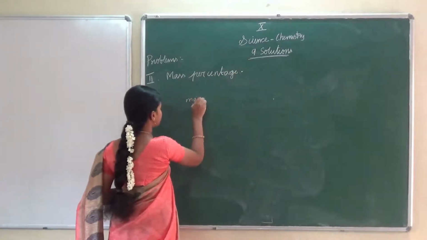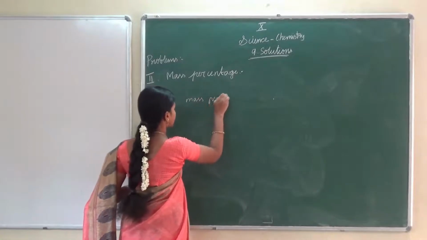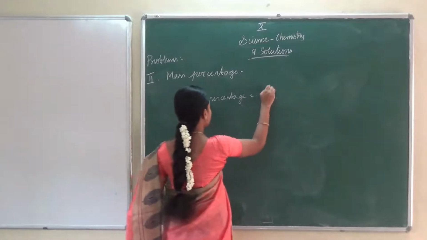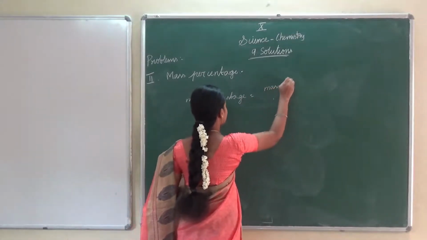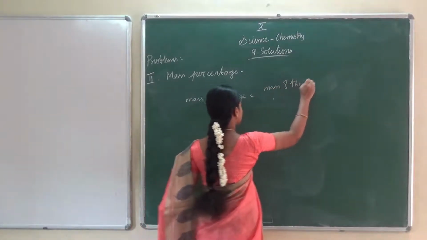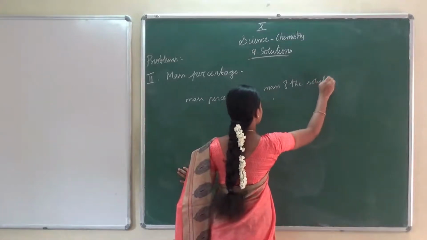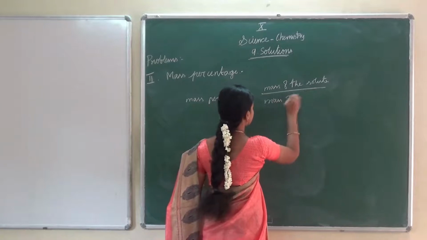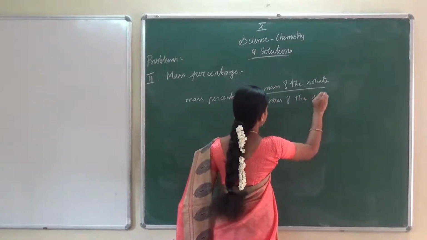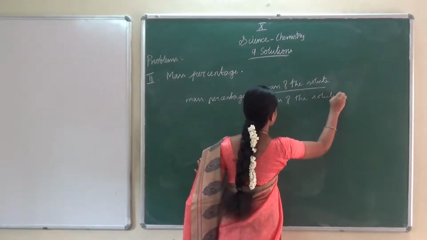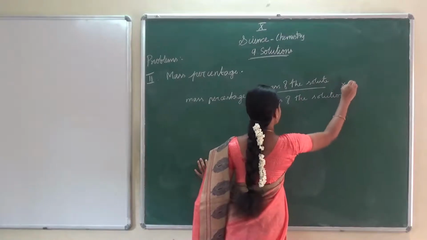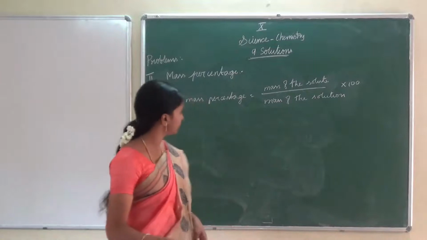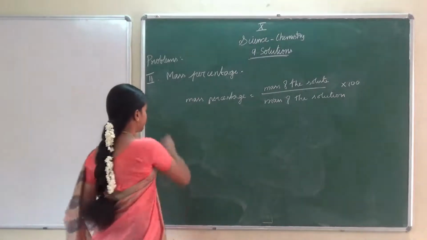Mass percentage formula. Mass percentage is equal to mass of the solute divided by mass of the solution into 100. Okay, so first let me read the first question in the second Roman.